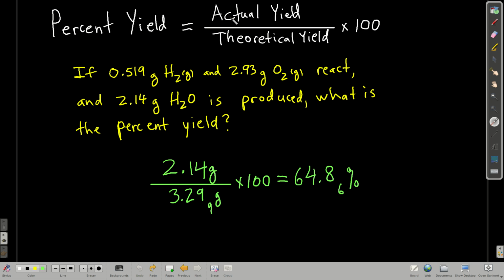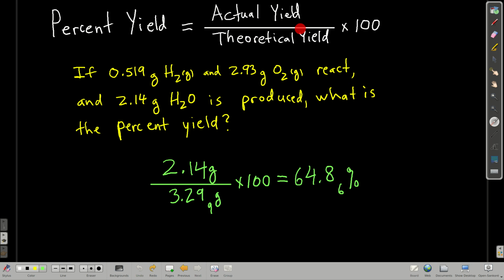You get your actual yield. Your actual yield, it's just how much you actually make. In the lab, it's how much you weigh at the end of the experiment. In problems, you have to be given the actual yield. Theoretical yield, you always calculate that like we just did. That number that we just calculated, the 3.299 grams of water, that's the theoretical yield. Percent yield is just actual yield over theoretical yield times 100.